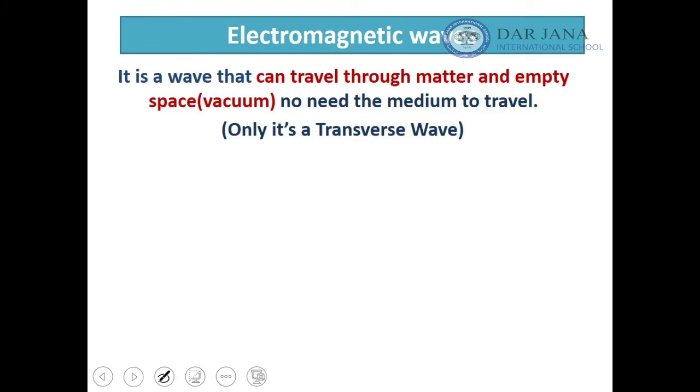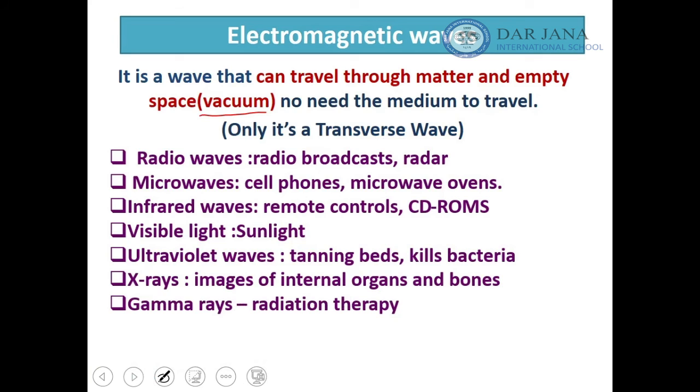Now the second type of waves is the electromagnetic waves. The electromagnetic waves can travel through matter and vacuum, both. So it is a wave that can travel through matter and empty space, which we name vacuum. No need for a medium to travel. The electromagnetic waves are transverse waves. Examples of the electromagnetic waves are the radio waves, microwaves, infrared, visible light, ultraviolet, X-rays, and gamma rays.